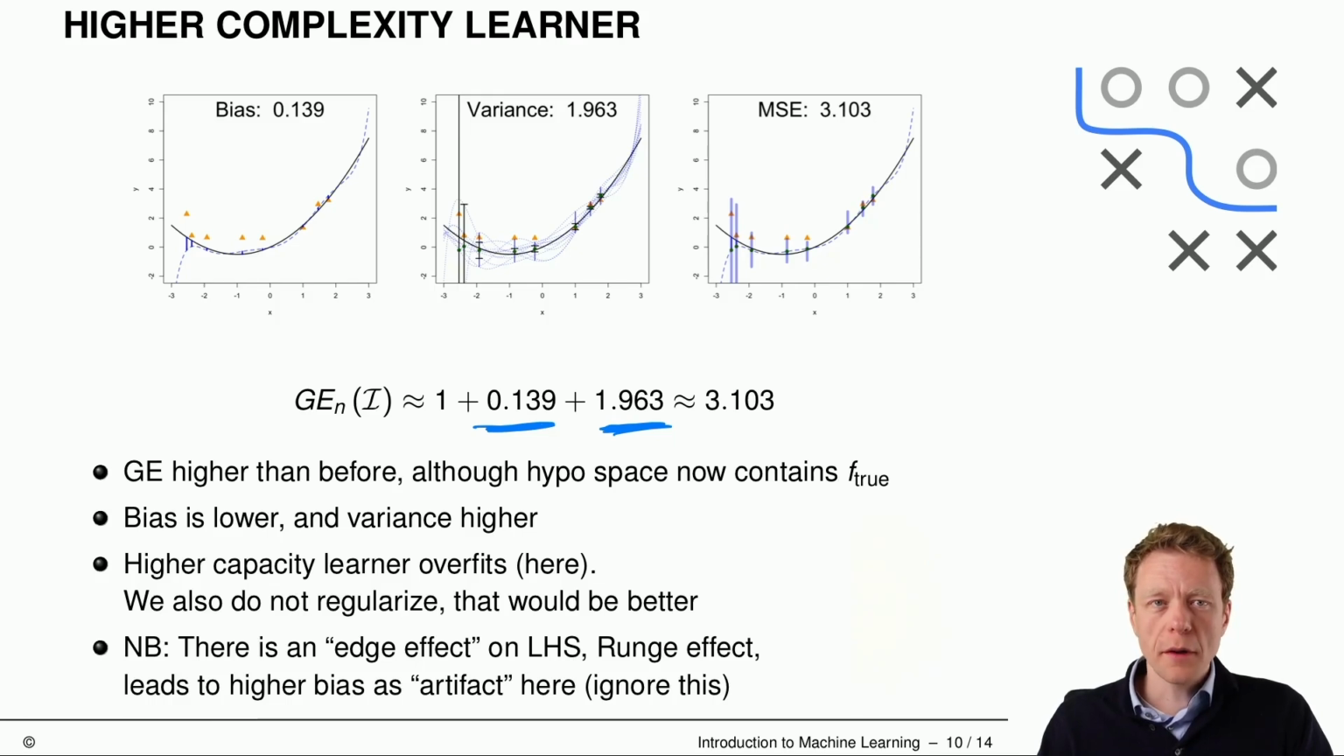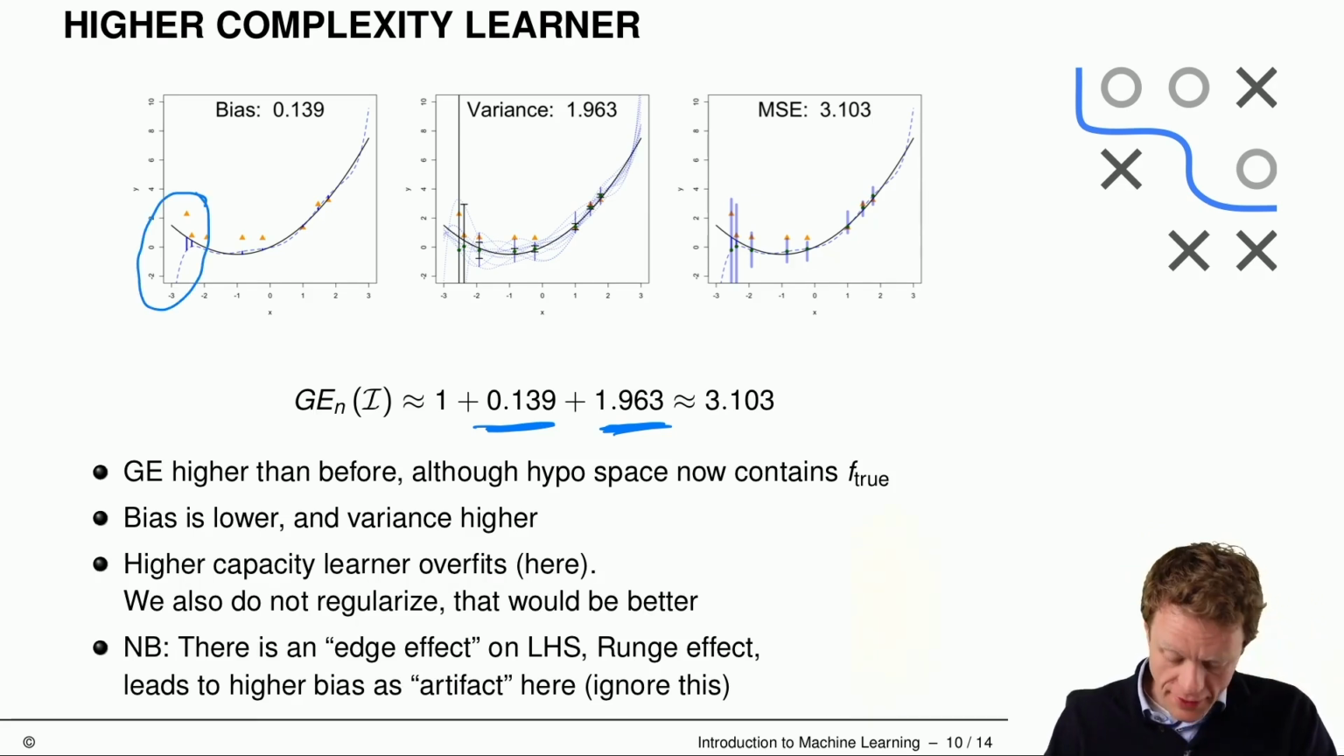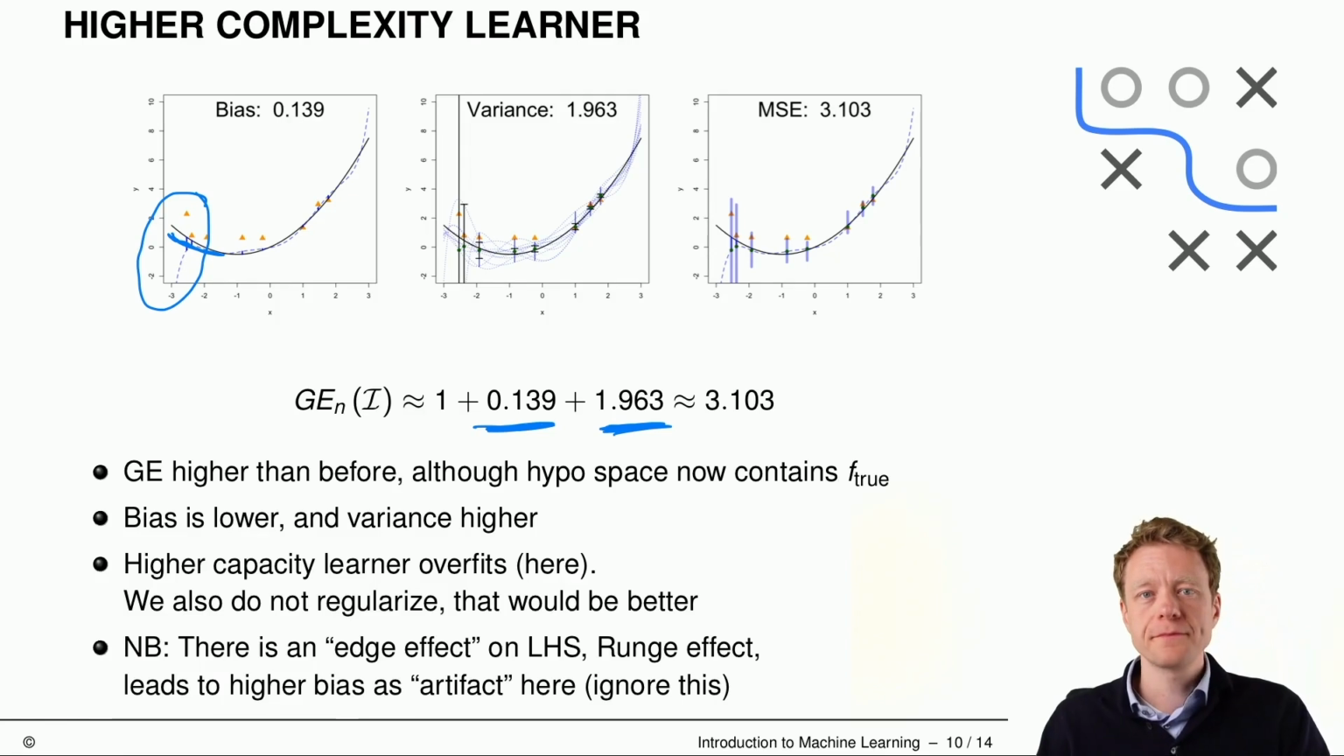Just one very tiny side note, and you can forget about this in 30 seconds. We have here some side edge effect on the left-hand side. It's called a Runge effect. I will not speak about this here, so that's just an artifact of how we did the simulation exactly, and usually with a high capacity learner we should also be able to fit well on the left-hand side. And now you can forget about this again.